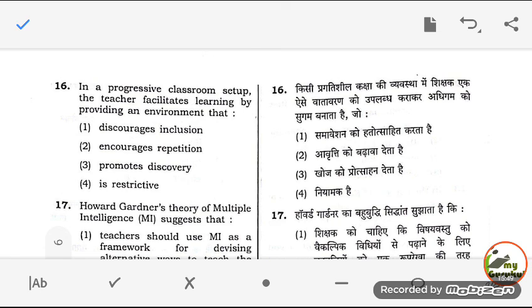In a progressive classroom setup, the teacher facilitates learning by providing an environment that creates a stimulating and interesting environment, guides and encourages students on an individual basis, welcomes new ideas from students and promotes discovery, helps students develop life skills to benefit themselves in society, and uses positive reinforcement. So here the right option will be promotes discovery.